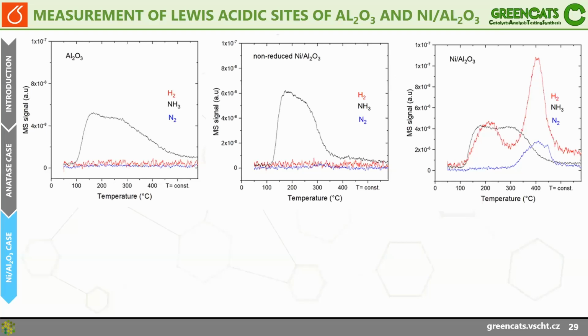And here we have desorption of ammonia. Then we have the catalyst as prepared, so after calcination. So it's nickel oxide, probably. Also desorbing ammonia, but then we have reduced nickel on alumina, and the situation is changing a bit.